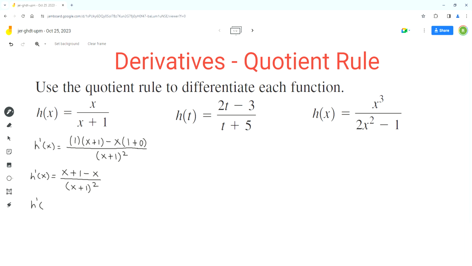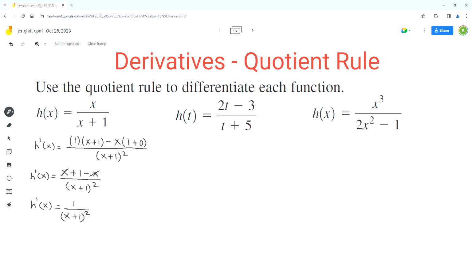Now we can simplify the expression in the numerator. So the x terms cancel each other out and we are left with 1 over (x plus 1) squared. So this should be the final answer for the derivative of the function h(x) using the quotient rule.